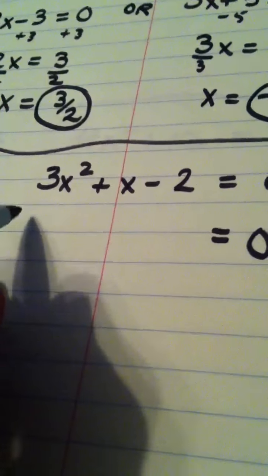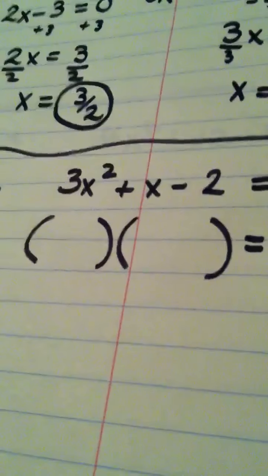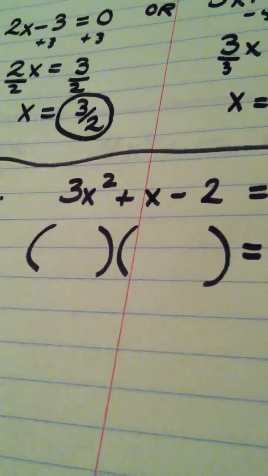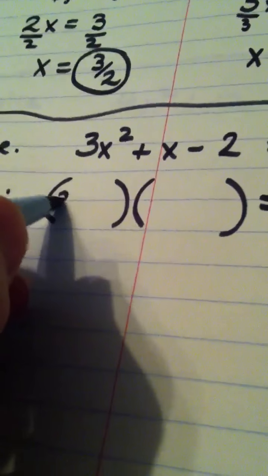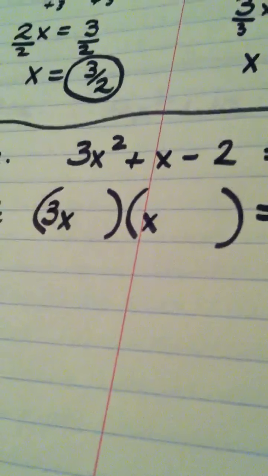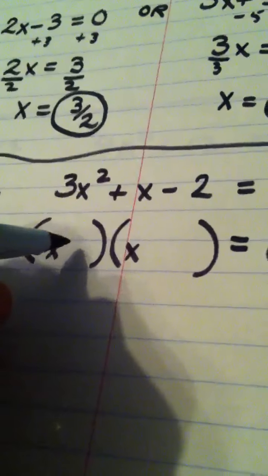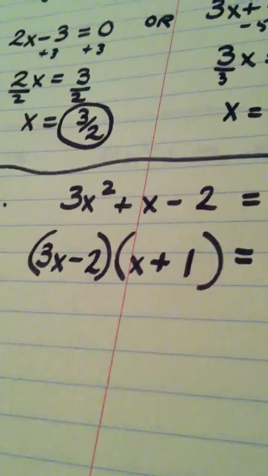I factor usually by trial and error. Some of you have been taught the AC method. I've even taught my 1033 students the voodoo method. Whatever method of factoring you've been taught to factor a trinomial, now's the time to use it. I'm going to go ahead and put a 3x here and an x here. These two multiply together to give me the front. In the back, I need a product of negative 2. So let's see, I'm going to try a negative 2 here and a positive 1 here.